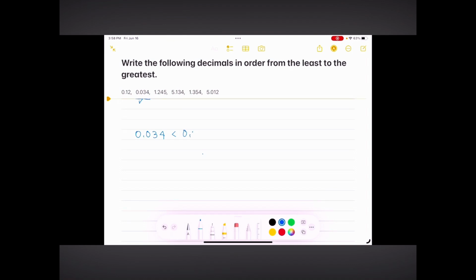and we check that off so that we can eliminate it from our list, and then we find the next smallest, which is 0.12. Check that off, and then 1.245 is the next greater, and then 1.354, and then 5.012 is the next greater one, and then the largest decimal is 5.134. So check off each decimal as you go.